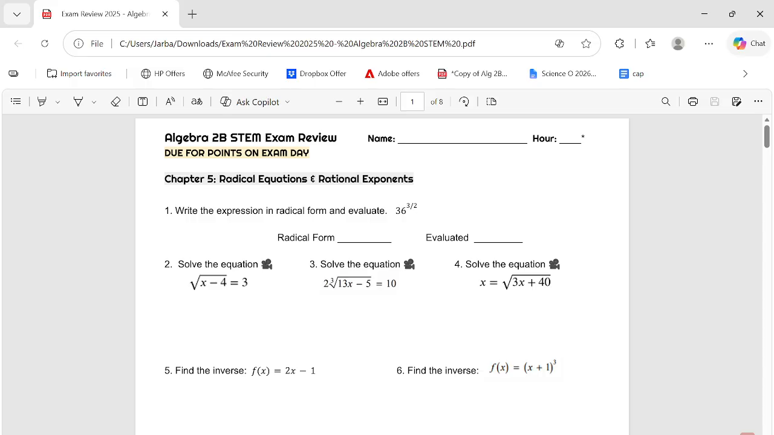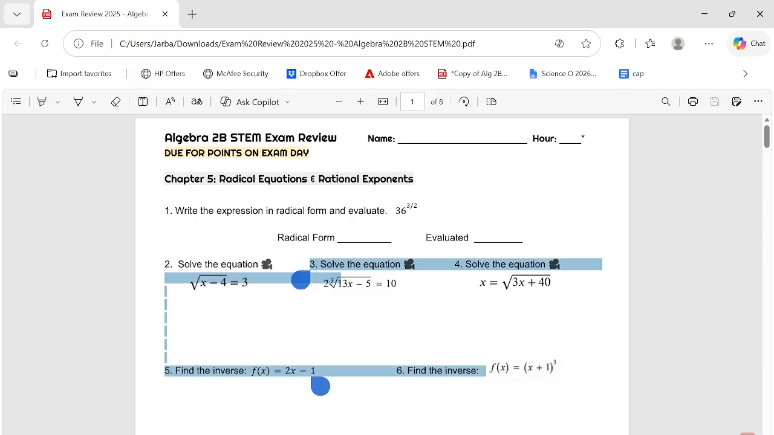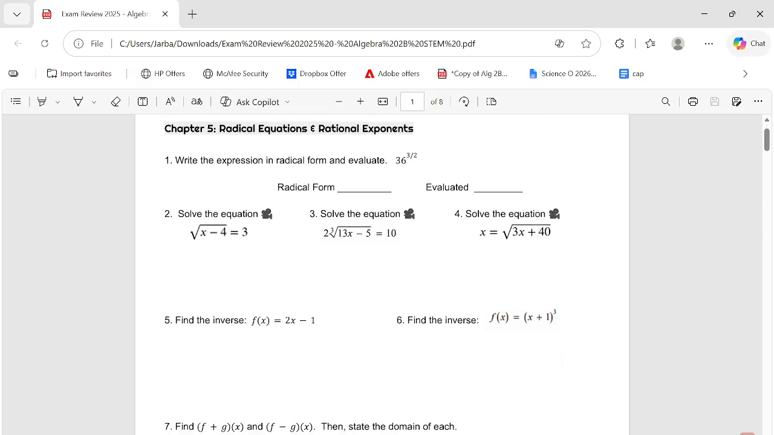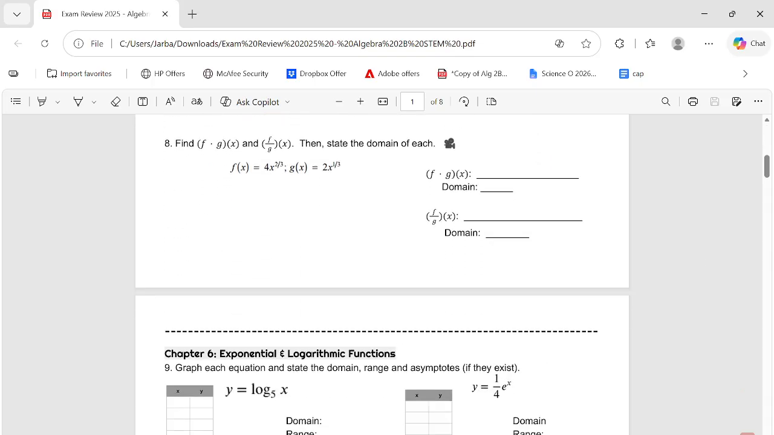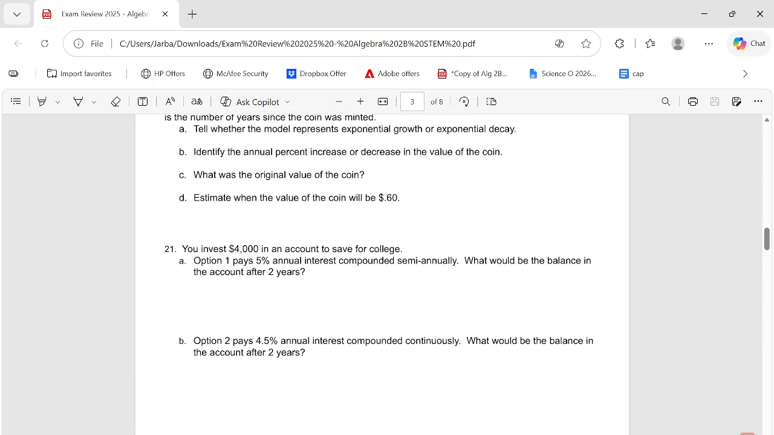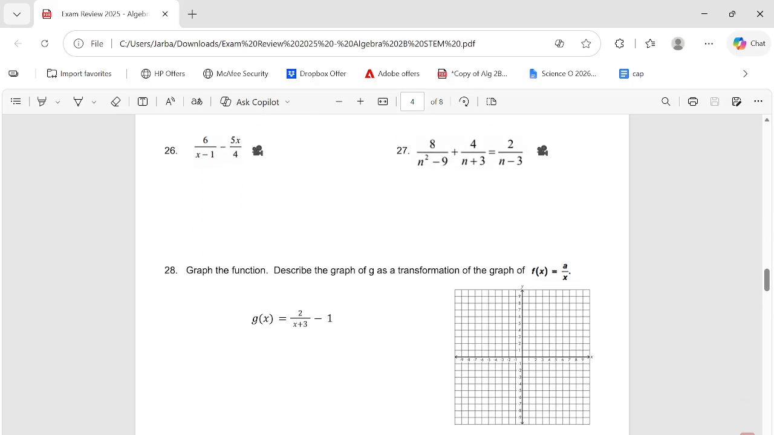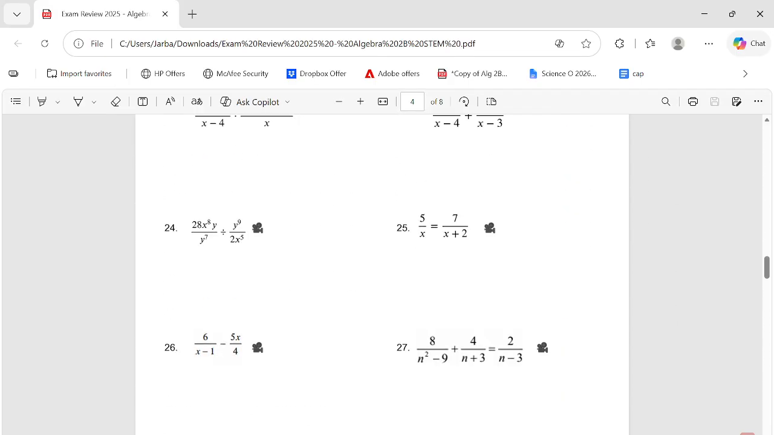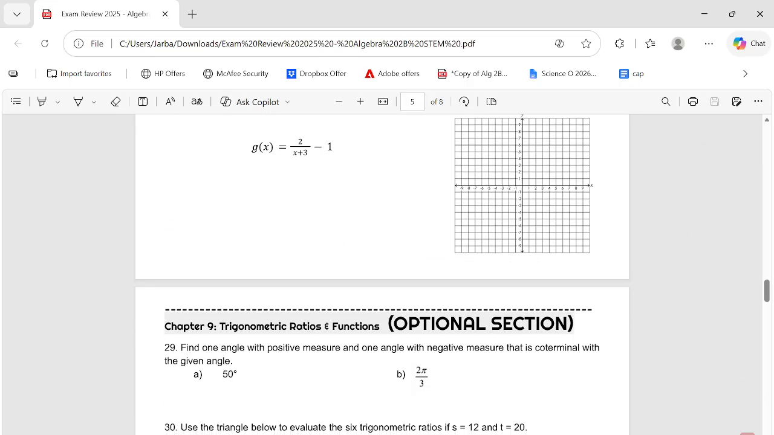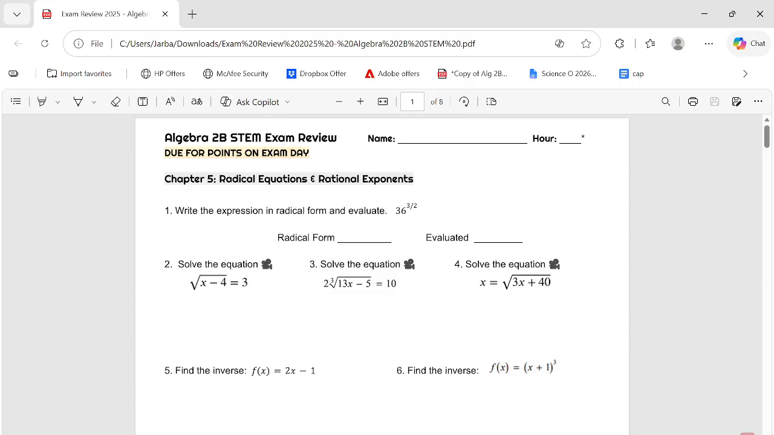Today I'm going to be going over the exam review for the second semester. So let's get into it. I'm going to be doing this in two parts. This first part is going to be chapters 5 and 6. And then I'm going to be doing 7 and 9 in the next video. So, starting with chapter 5, this is about radical equations and radical exponents.